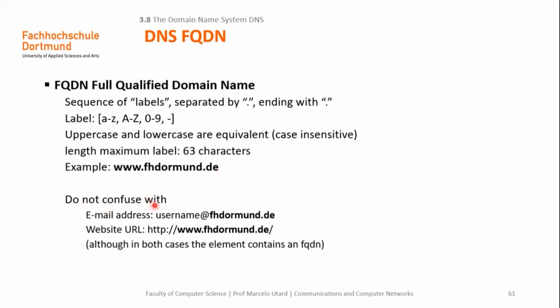We don't confuse this concept, the FQDN, with, for instance, an email address or a website address or a website URL. Although in both cases the element contains an FQDN. Typically, the mail address of Fachhochschule Dortmund or the website of Fachhochschule Dortmund both contain this FQDN, but this is not an FQDN, and this is not an FQDN. This is an email address, and this is a URL, a uniform resource locator.